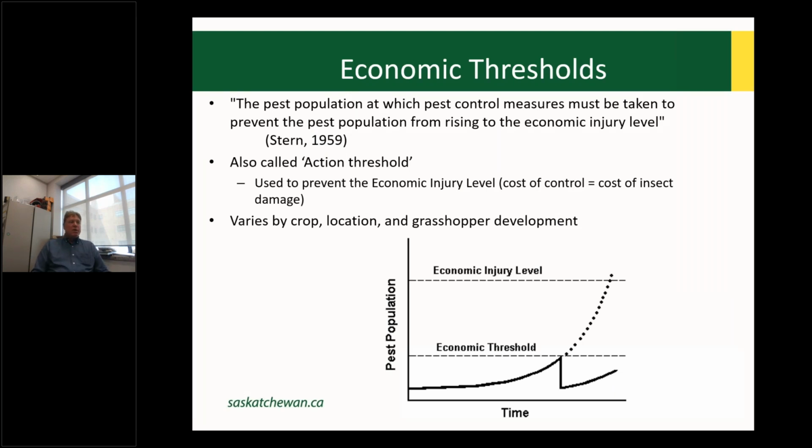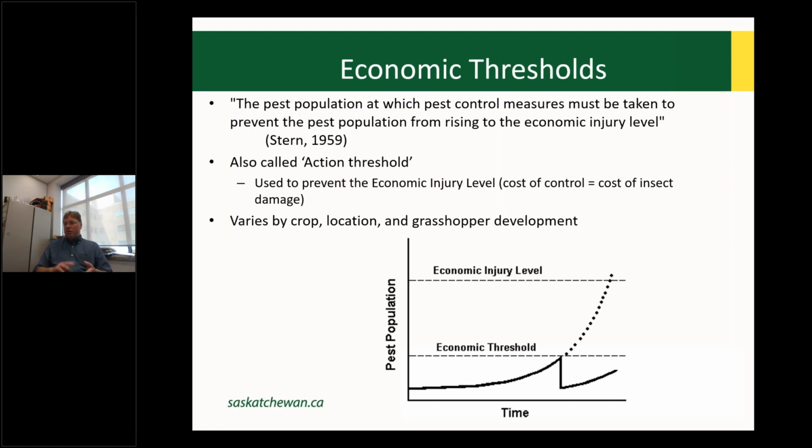The pest population at which pest control measures must be taken to prevent the pest population from rising to the economic injury level. Sometimes economic injury level and economic threshold, or action threshold, are mistaken. The economic injury level is that balance between the cost of control and what the grasshoppers are costing you. You want to avoid that, so you want to inflict control on them before that happens, and that's what the economic thresholds are associated with.